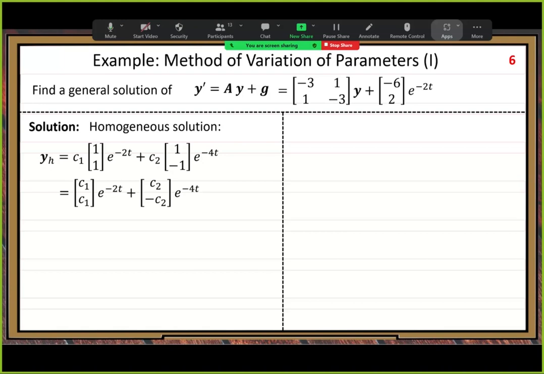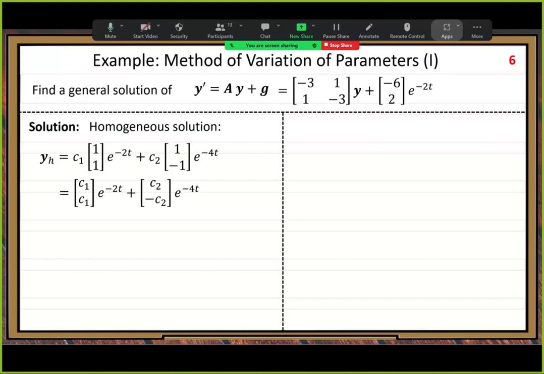Because if you still remember the main idea of this method of variation of parameters, we did that before. We derived the formula for the second order linear ODE. So here we just follow the same path, deriving that formula. But here we do not do the derivation. We just write the formula directly, but we need to do some preparation in order to write the formula.